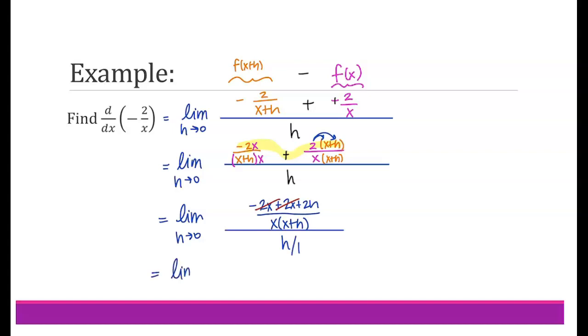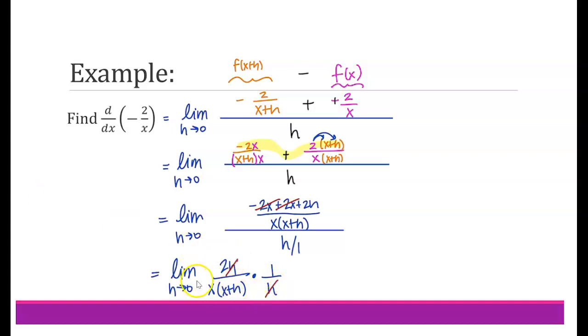In this next step, I have the limit as h approaches 0. I have 2h over x times x plus h. So that's this 2h right here over x times the quantity x plus h. And then instead of dividing by h over 1, I can multiply by the reciprocal, so times 1 over h. And that's to help us recognize that the h's are going to cancel out. So the h's are going to cancel.